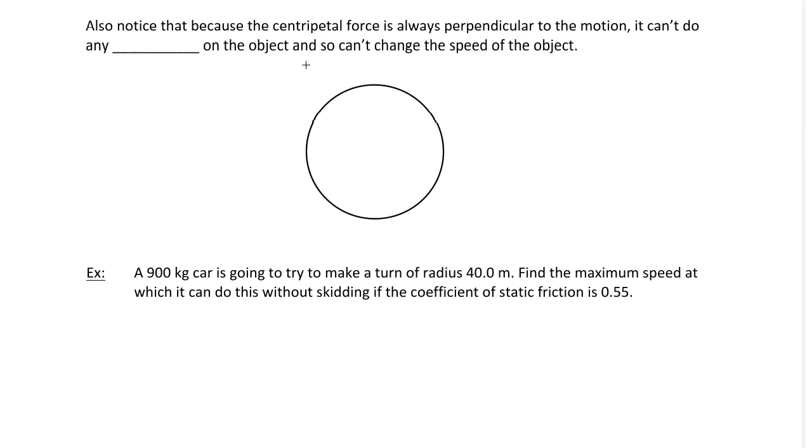Also notice, because the centripetal force is always perpendicular to the direction the object's moving, it can't do any work on the object, and therefore it can't change the speed of the object. Remember that if the object is moving with velocity like this, then the centripetal force is acting like that. And from our relationship for work, which is equal to our change in energy, is equal to the force times the displacement times the cosine of the angle in between them. And that angle is always 90 degrees. So the centripetal force is not doing any work on the object.